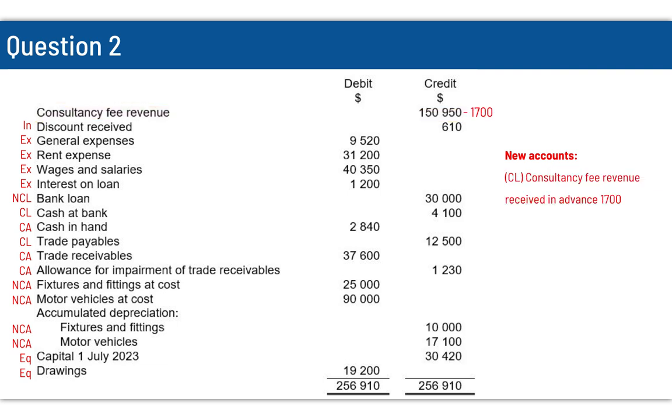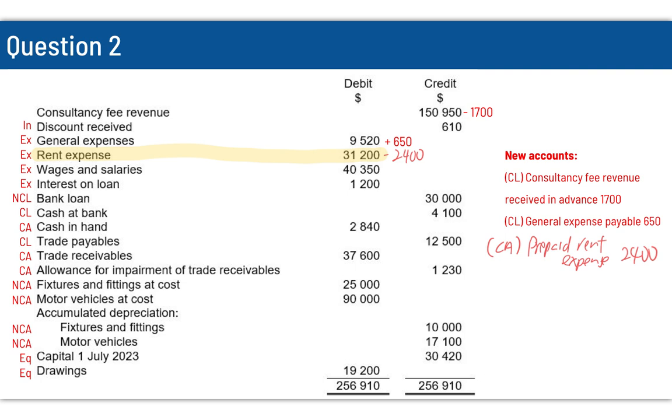Okay, next one we have general expense owing of 650. So this was expense that was incurred but not yet paid. So we're going to add 650 into the general expense and create the general expense payable of 650. This is a current liability. Next, prepaid rent expense. That means we pay already but have not incurred. So take 2,004 and subtract it from our rent expense. And we create a prepaid rent expense which is classified as current asset.